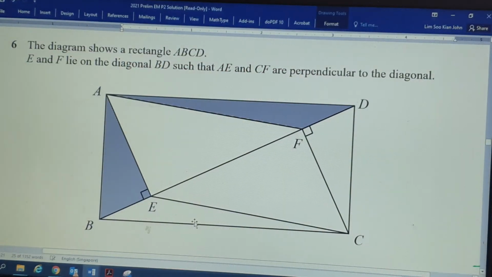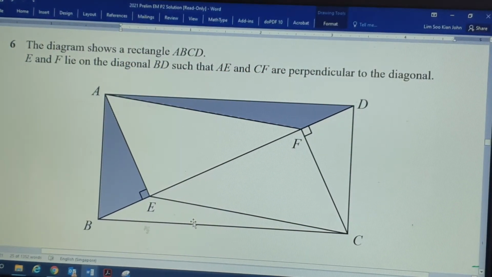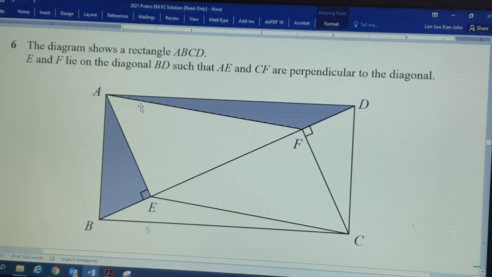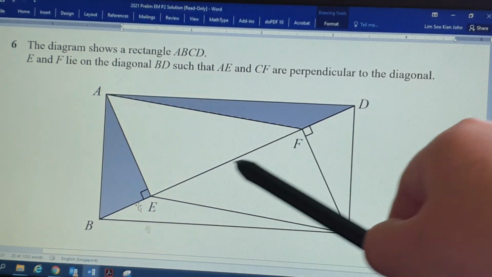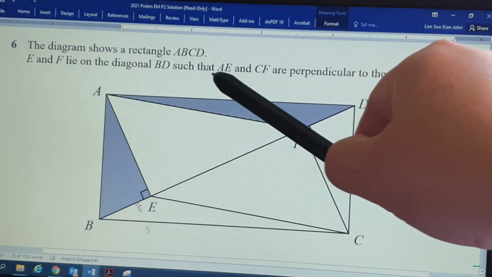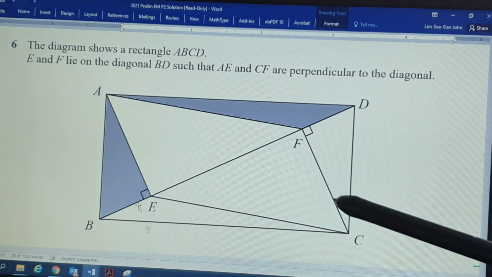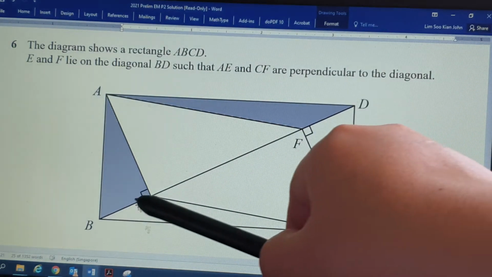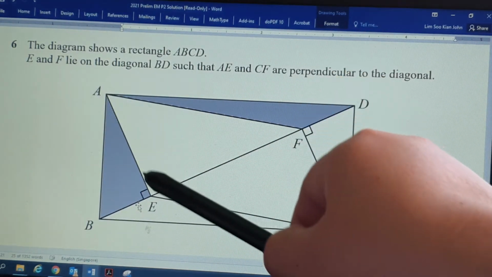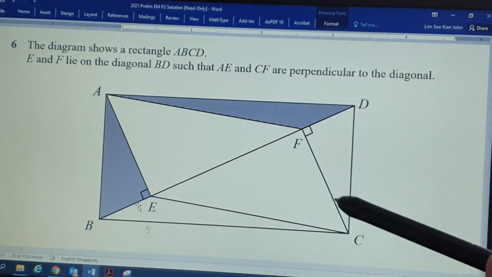Okay, let's continue with the E-Maths revision paper 2. The following diagram shows this rectangle ABCD. E and F lie on this diagonal. So BD is a diagonal, such that AE and CF are perpendicular to the diagonal. That means this is a right angle triangle and this is a right angle triangle.